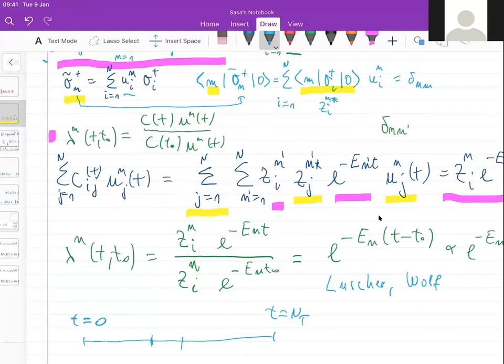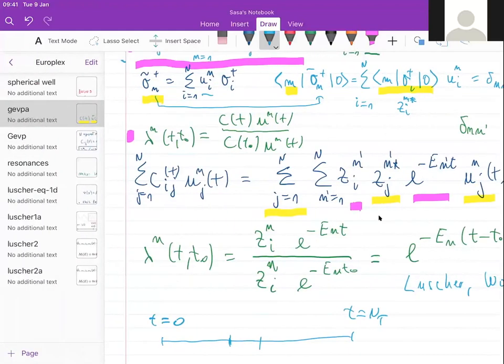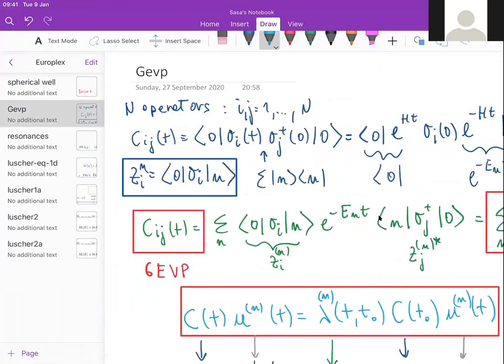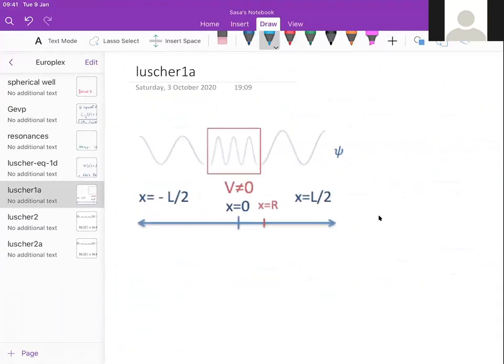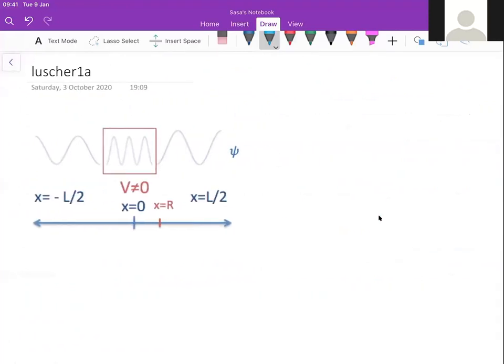We want to get out of these messy things. Now we can actually delete this one. Oops. Let's go to this Lüscher thing. Okay.